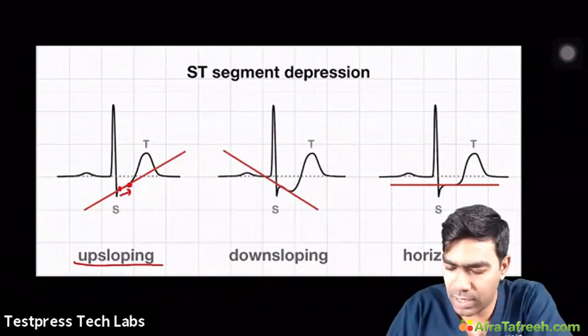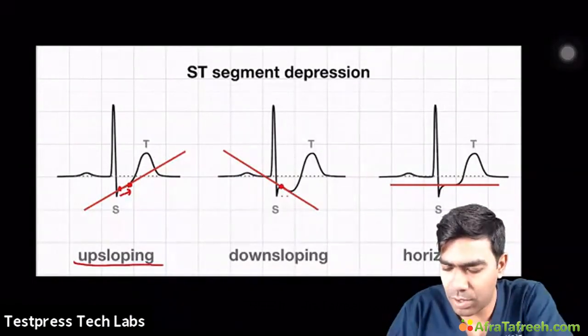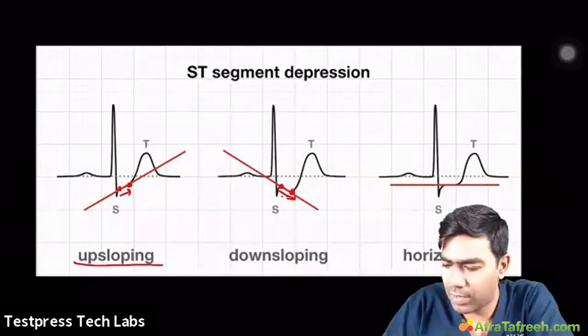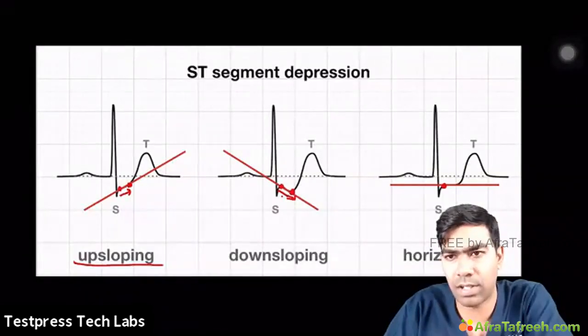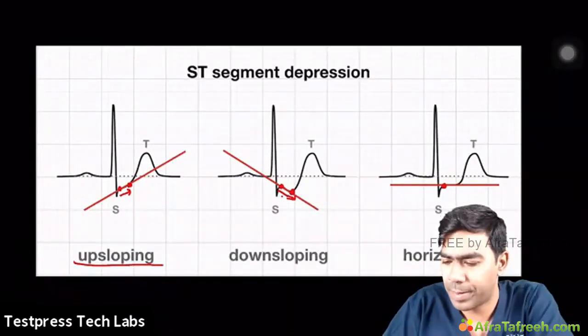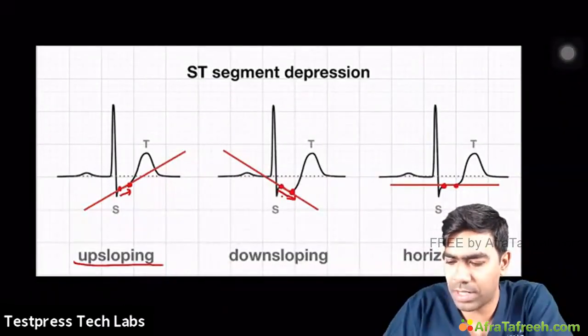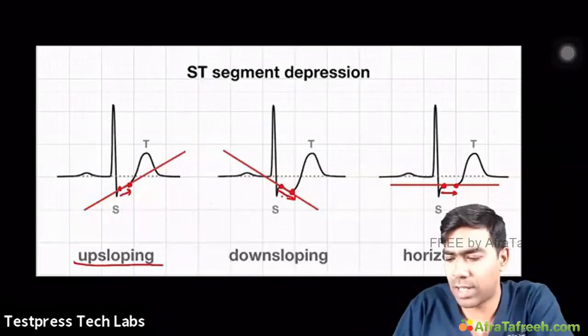On the other hand, if you take the J point, which is here, and 80 milliseconds from the J point, so it is somewhere here. So if you connect these 2 points, it will go like this. So this is a downsloping ST segment depression. And if you take the J point over here, the junction of the QRS complex with the ST segment, then take 80 milliseconds, that is 2 small boxes from the J point. This is the point where you have to measure the ST segment depression, where if you draw a line, then it will be straight. It is horizontal ST segment depression.